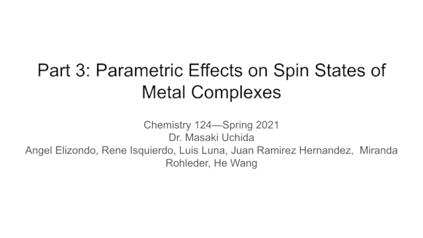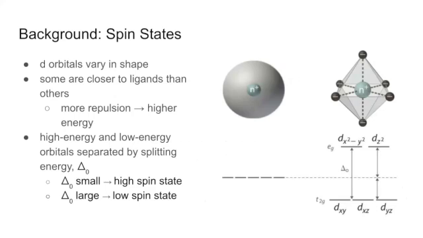For part three of this presentation, we are going to be talking about the parametric effects on spin states of metal complexes. When we talk about metal complexes, the electrons of interest are going to be in d orbitals, which come in different shapes. A consequence of these different shapes is that some of them are going to be pushed closer to the ligands of the complex than others. So on that diagram at right, the ligands would be at the small gray circles. If they're closer, they're going to be repulsed more, and that gives them a higher energy.